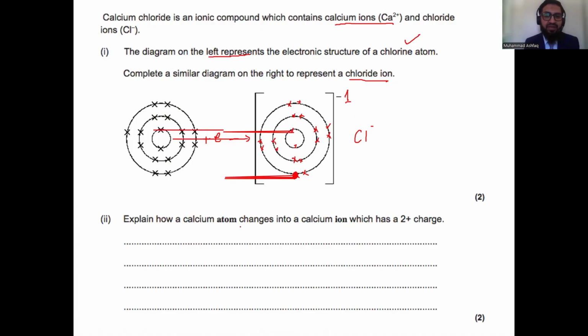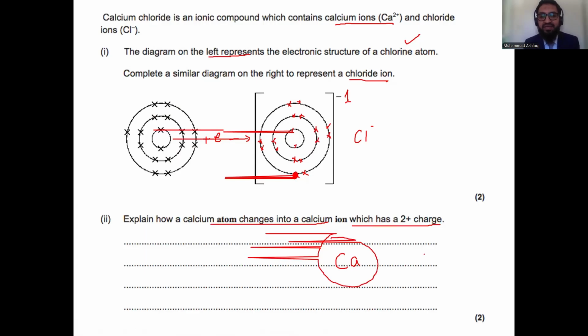Second question: explain how a calcium atom changes into a calcium ion which has a 2+ charge. You can see that calcium belongs to group 2, which means it has 2 electrons in the outermost shell. By losing its 2 electrons from the outermost shell, Ca gains a 2+ charge, because after that the inner shell has a complete octet, with 8 electrons in it. So this gives you an understanding of the calcium and chloride ions.